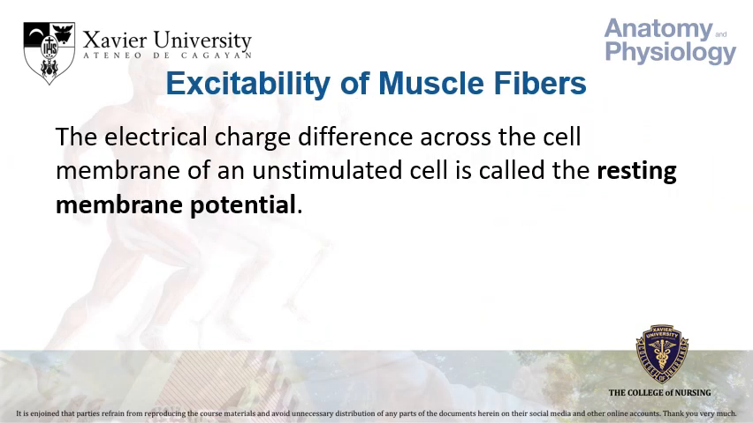Now we are going to talk about excitability of muscle fibers. The electrical charge difference across the cell membrane of an unstimulated cell is called the resting membrane potential. Muscle cells or fibers have a resting membrane potential but can also perform action potentials. The resting membrane potential is due to the inside of the membrane being negatively charged in comparison to the outside of the membrane being positively charged. The action potentials are due to the membrane having gated channels.